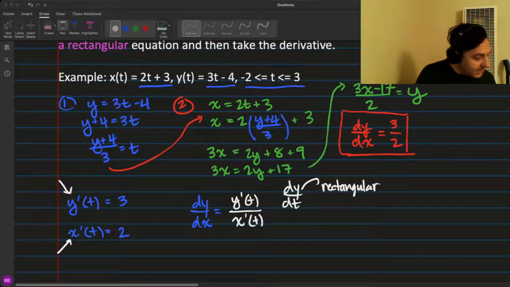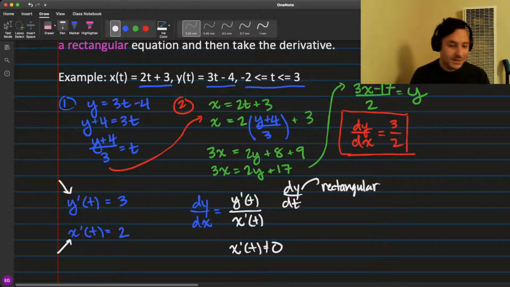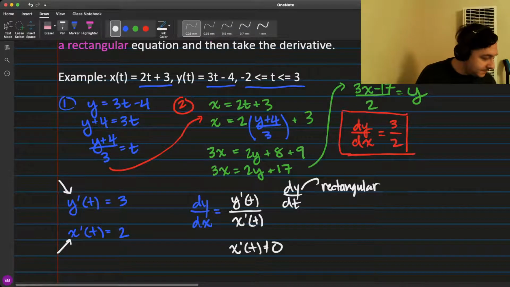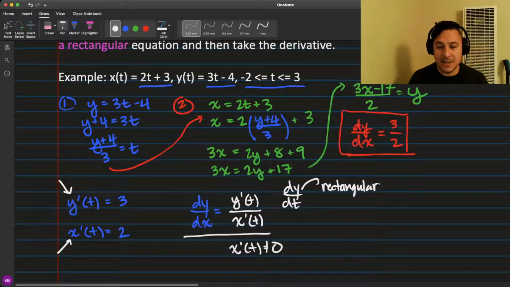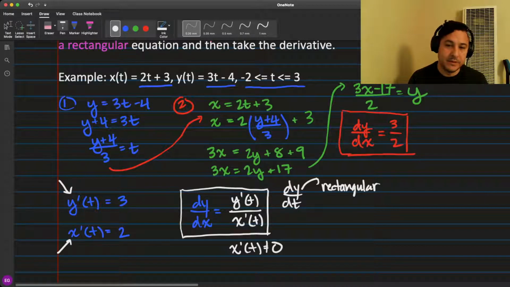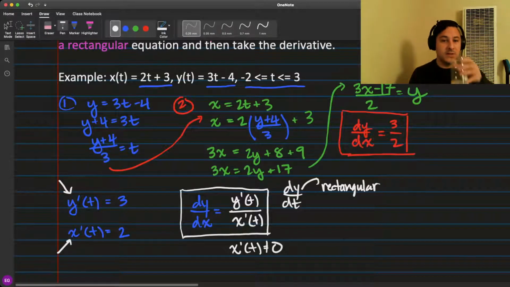What should the bottom not be equal to? Yeah, your derivative should not be equal to 0. Otherwise, that's not going to work for you. So this formula ends up being a lot easier to use as opposed to the process we outlined above of eliminating the parameter, finding the rectangular equation, and then taking the derivative. Because you can just work with the pieces individually here. Okay. So let's do some examples with this.